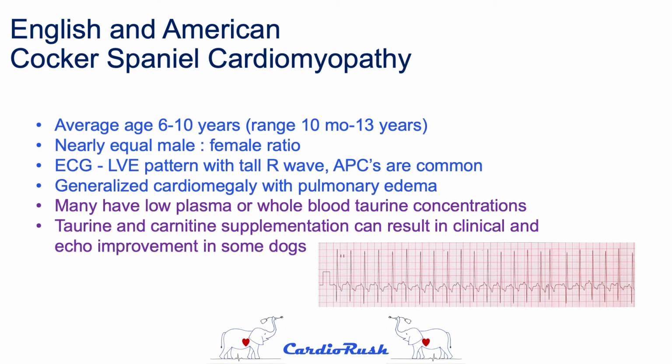Cocker Spaniels also get a form of cardiomyopathy. Perhaps one of the notable features is that Cocker Spaniels are a little bit more likely to have low plasma or whole blood taurine concentrations. If they are supplemented with taurine plus or minus carnitine, this can result in clinical and echo improvement in some dogs. And these dogs sometimes live longer than typical dogs with dilated cardiomyopathy.